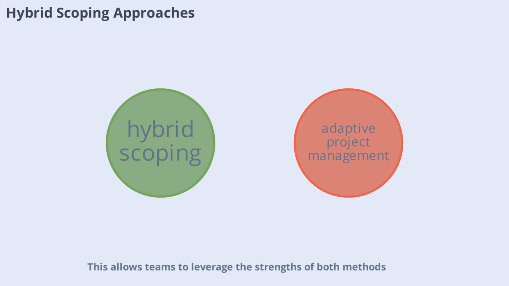This allows teams to leverage the strengths of both methods, adapting to changing requirements while maintaining structure. Hybrid scoping can be tailored to fit your project's unique needs. Let's discuss how to implement a hybrid scoping approach.